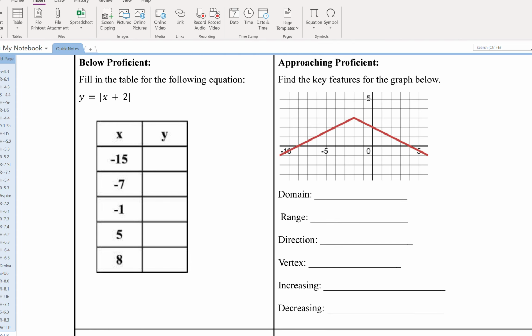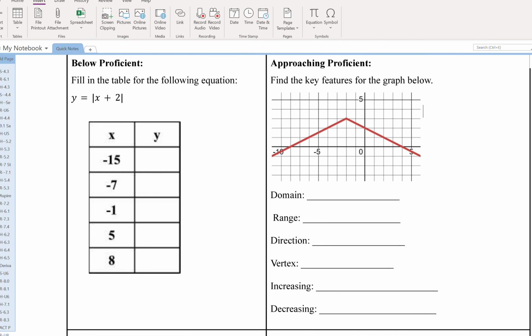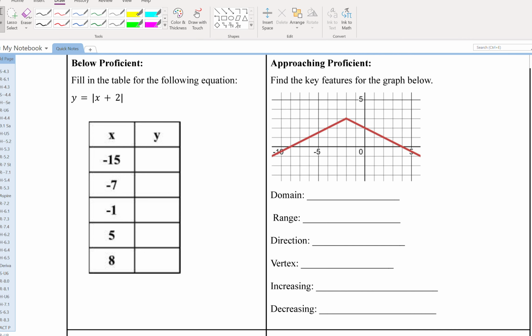And here it says to fill in the table for the following equation. They've given us the following values for x. I'm going to highlight those in yellow, and we're putting those in for x. So on the top one, we'd say negative 15 plus 2, where there was an x, I put in that value of negative 15. And negative 15 plus 2 is equal to negative 13 in the absolute value.